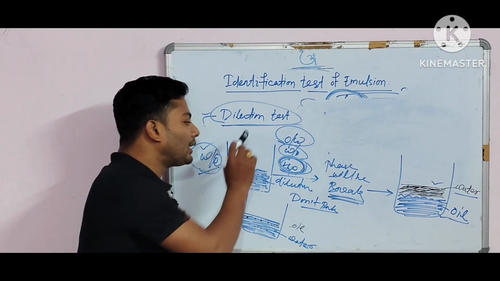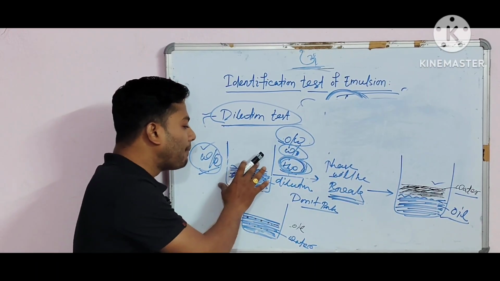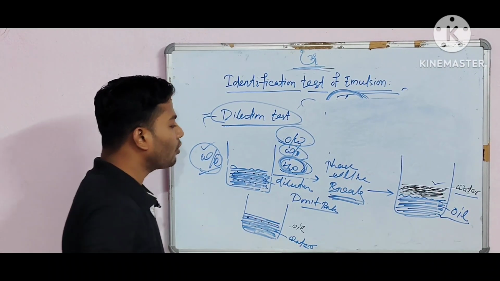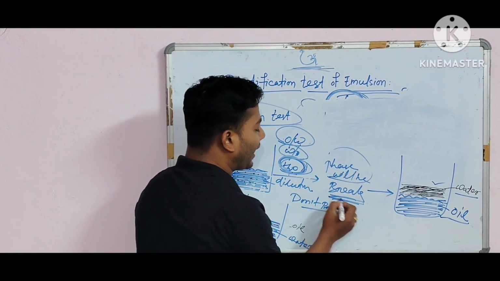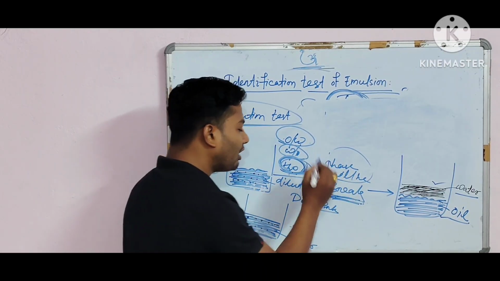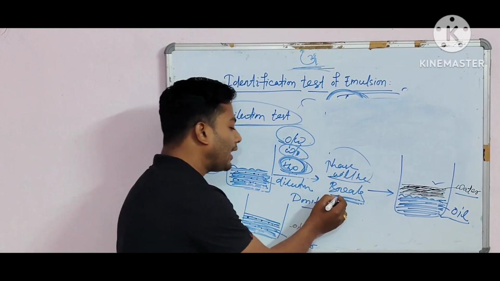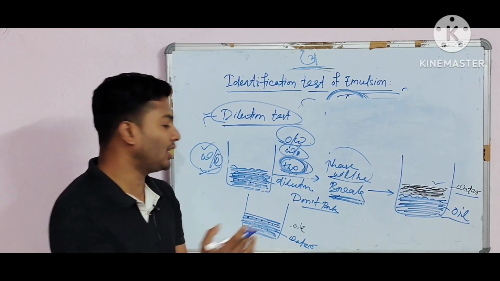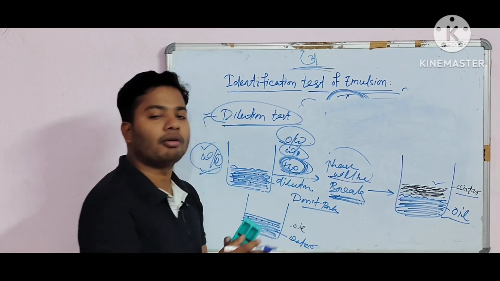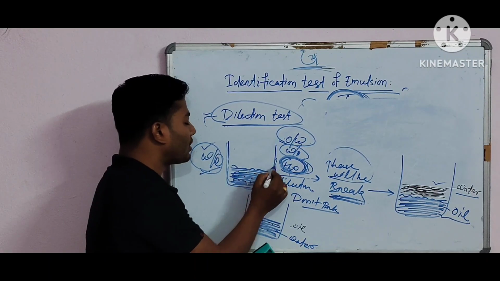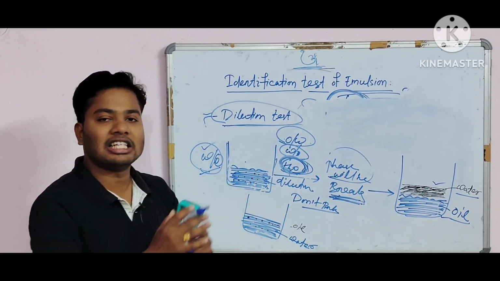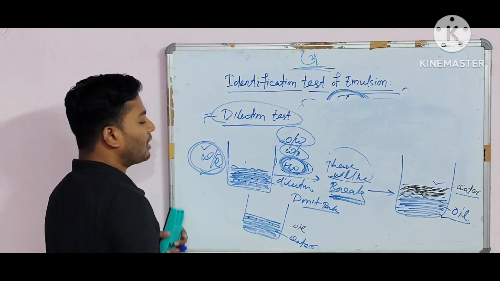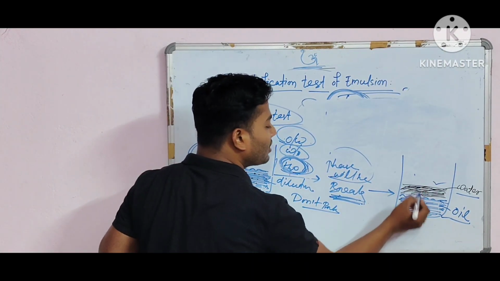Okay, listen. In the dilution test, I don't know which type of emulsion is in this beaker. If the emulsion is diluted with water and the phase breaks, then definitely you can say, as all of you know, that the amount of gum is not sufficient to show its action when extra water is added. That means in this emulsion, water is the dispersed phase. Clear? So that's why it is a W/O type of emulsion, and that is the diagram of separation.